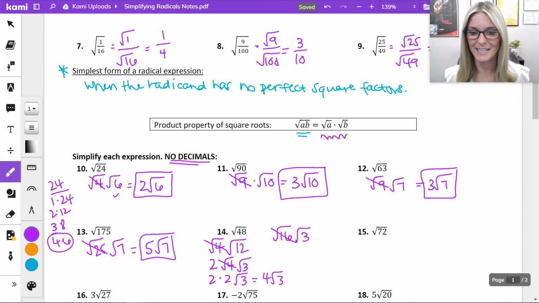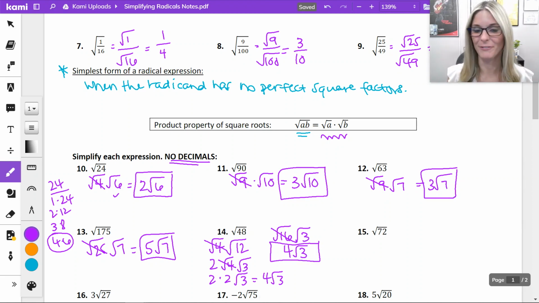Square root of 16 is 4. 3 definitely has no more perfect square factors. Final answer. Let me box it because we've been boxing our answers here. 4 square root of 3 is my final answer. So either method, as long as you're always checking that your radicand inside no longer has any perfect square factors. And again, 4 is sneaky.